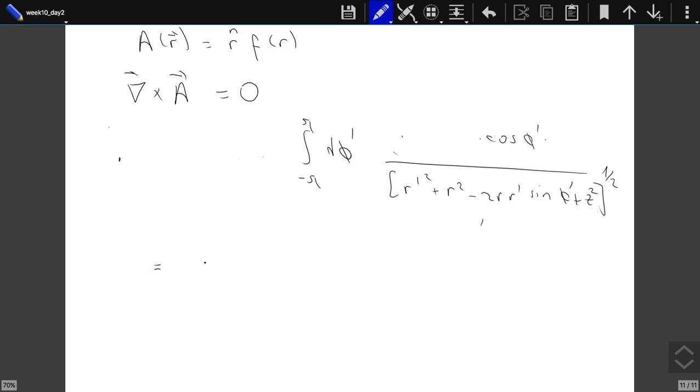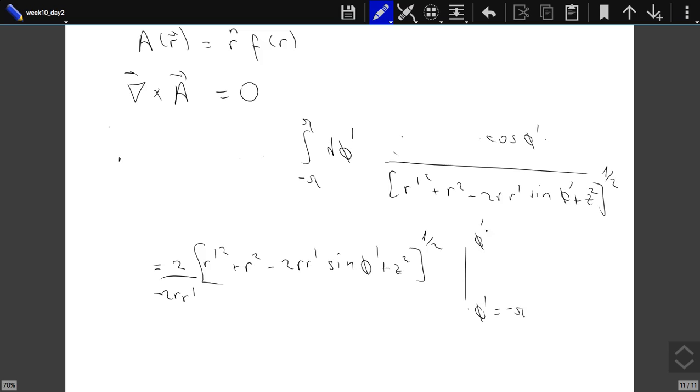The integral is nothing but r prime squared plus r squared minus 2r r prime sine phi prime plus z squared to the power 1/2 multiplied by 2 divided by minus 2r r prime, from phi prime equal to minus pi to phi prime equal to plus pi. Just take the derivative of that term with respect to phi prime. If you take the derivative, I have a factor of 1/2 that cancels the overall factor 2 I put over there.